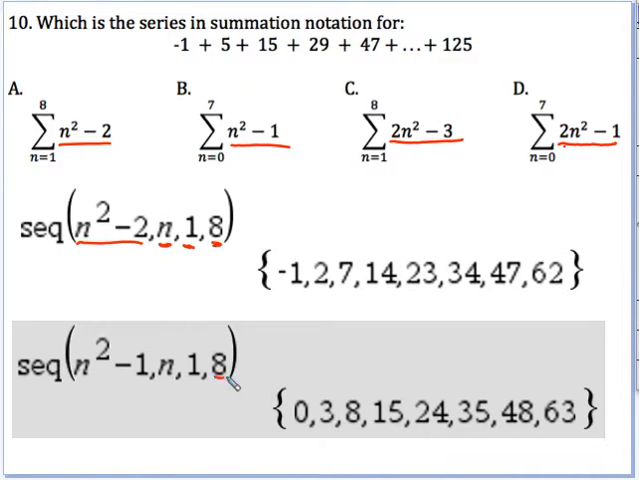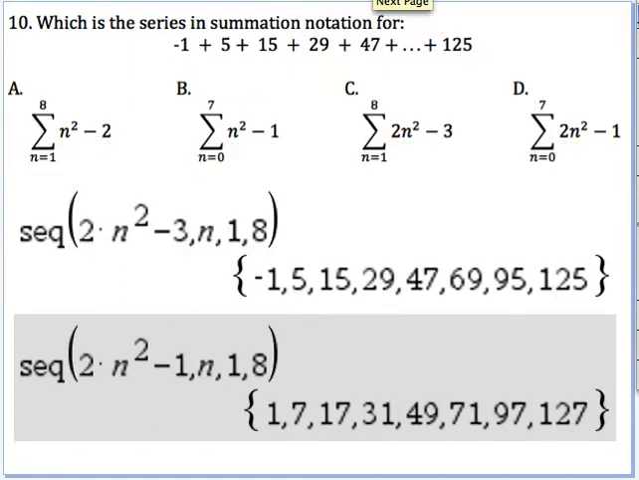Now notice on all of these, my end point is 8 because I want to know, is this the 7th term or the 8th term? Okay. All right, so I do it for A and B here. And for A, I get -1, 2, 7, 14. So I have the -1, but not the 2. So A is not the correct answer. For B, I get 0, 3, 8. So B is not the correct answer.